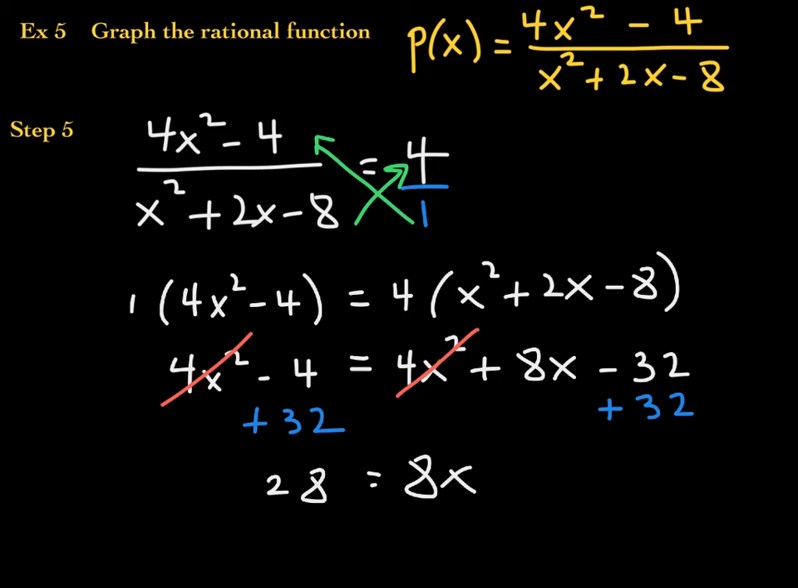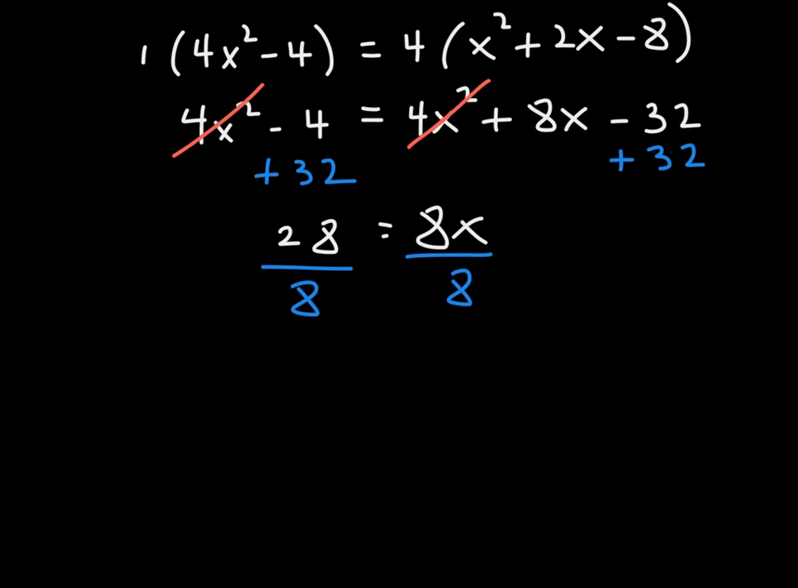I will now divide both sides by 8 to get x is equal to 28 over 8. If you divide by 4 in the numerator and denominator, 4 is the GCF. 4 goes into 28 7 times. 4 goes into 8 2 times. So it'll be 7 halves is equal to x. So you just determined that the graph will cross the end behavior asymptote. Where? At (7/2, 4).